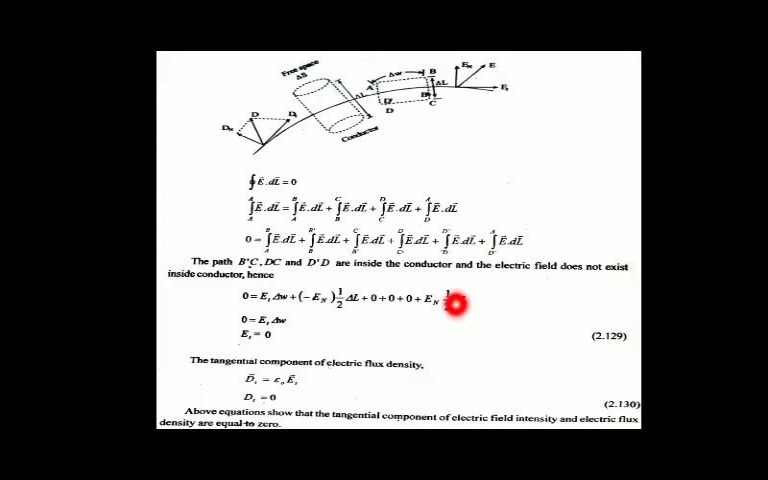So we have proved the tangential component of the electric field on the conductor is equal to 0. Similarly, we can analyze the electric flux density from the equation Dt equal to epsilon naught Et. So Et equal to 0, so Dt is also equal to 0. So the above equations show that the tangential components of electric field intensity and electric flux density are equal to 0 in the case of free space and conductor boundary conditions.